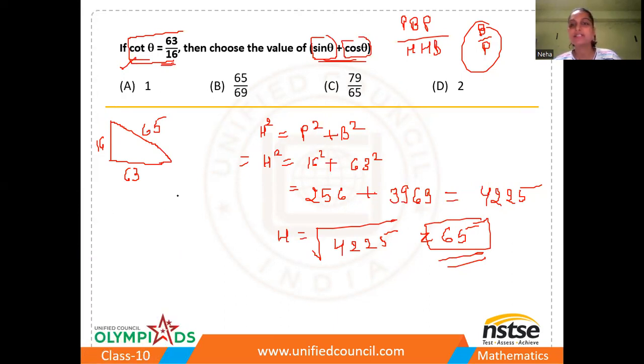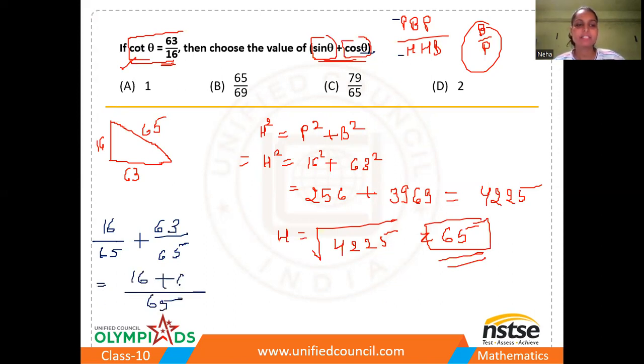Sin theta is perpendicular upon hypotenuse. Perpendicular is 16 and hypotenuse is 65, plus cos theta. Cos theta is base upon hypotenuse, so base is 63 and hypotenuse is 65. I can take the LCM, so 65 is the LCM. It becomes 16 plus 63. 6 plus 3 is 9 and 6 plus 1 is 7. So 79 over 65. Option C is the right answer.